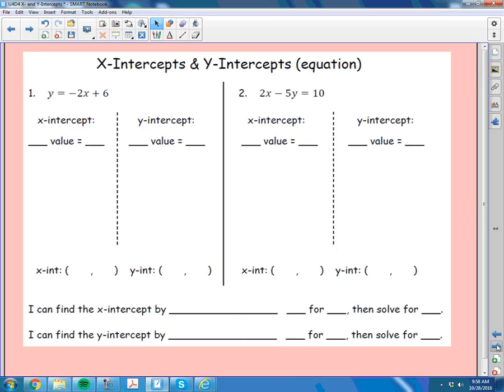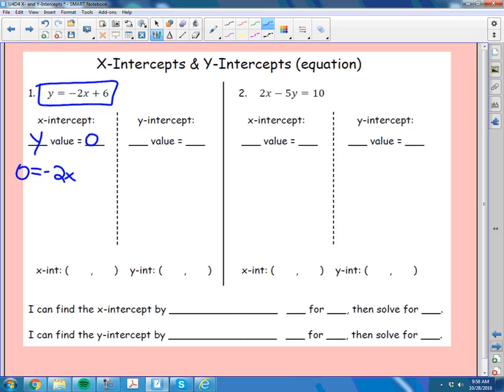Now let's talk about finding them from an equation. Now we've already decided that the x-intercept is where y is 0. So I want you to watch. For the x-intercept, the y value is 0. Agreed? If we take our equation and we make the y 0, it becomes 0 equals -2x plus 6.